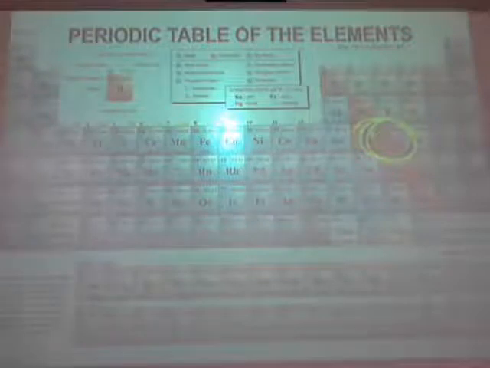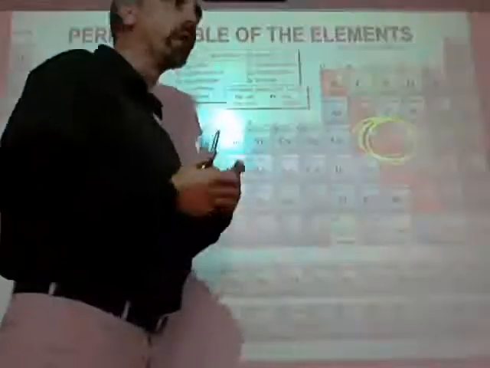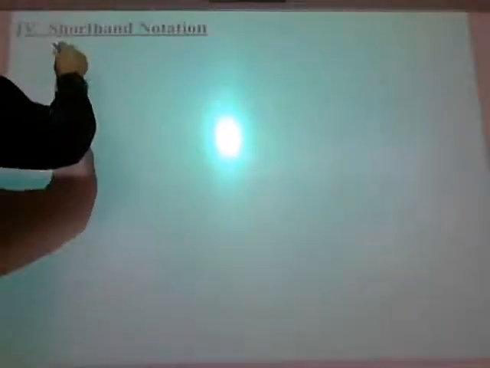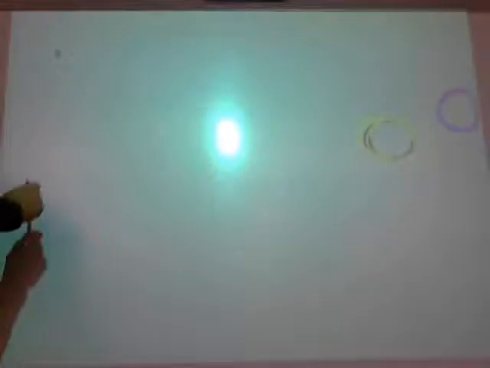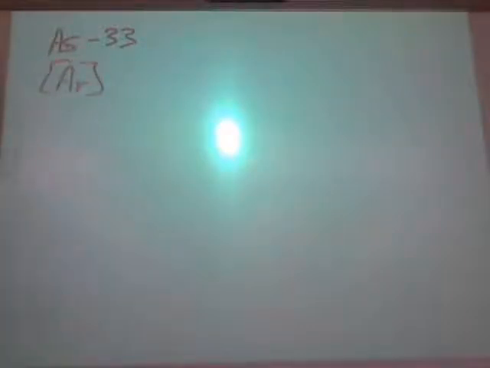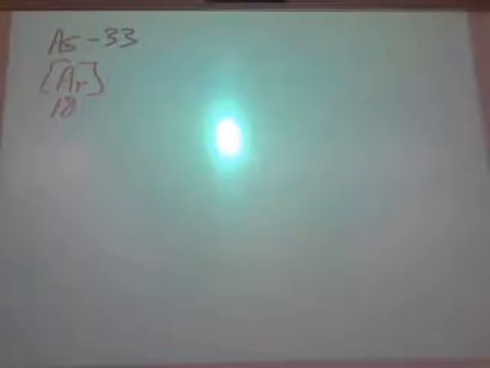Okay, there's arsenic. That's the guy I want to do. Who's the nearest noble gas to arsenic? Haley, who'd you pick? Argon. Everybody agree it's argon over there? Right? So you write down argon. And he has how many total electrons? I want to write that down underneath. 18, right? So that takes care of your first 18.